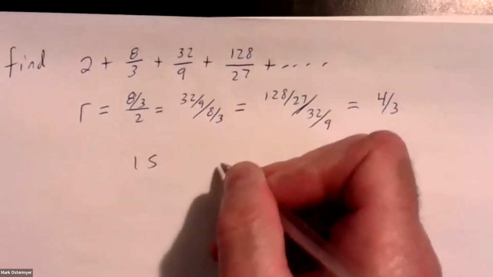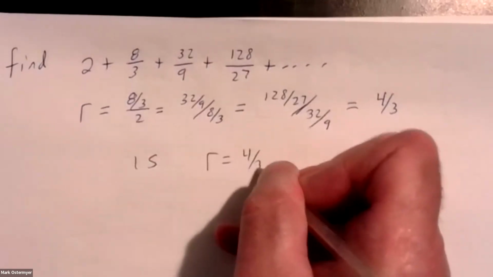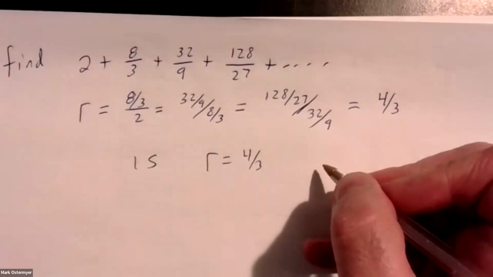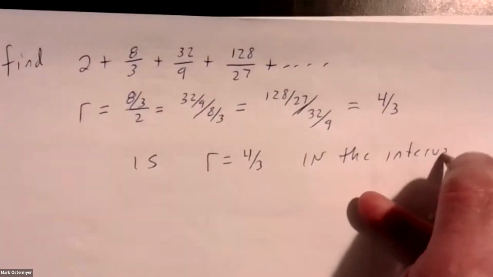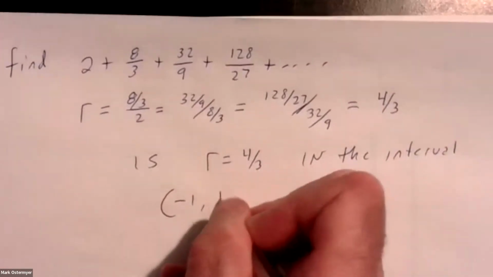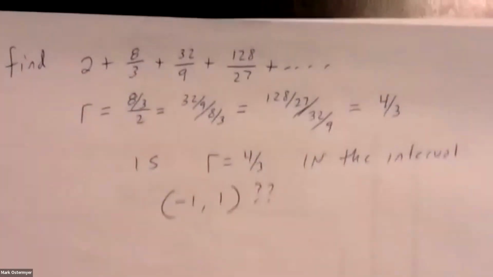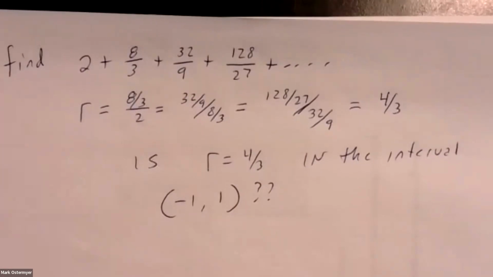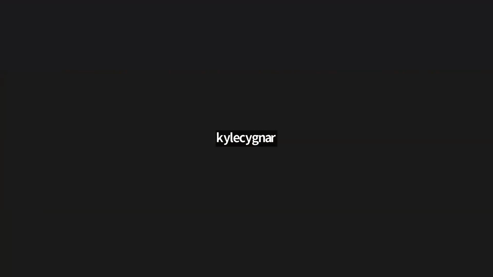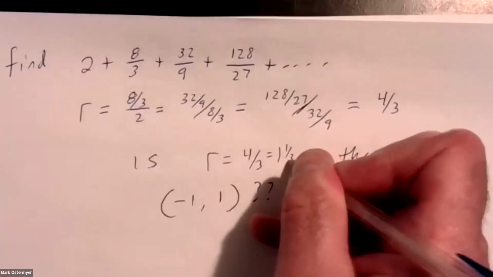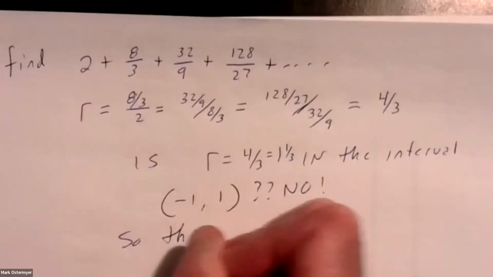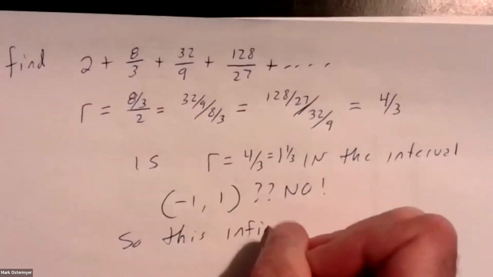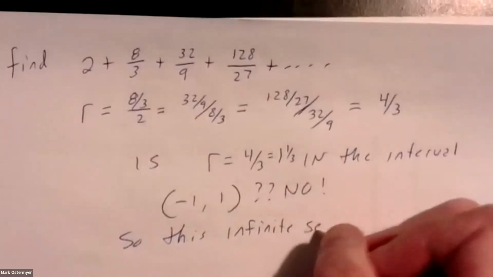Now, is r equal to 4/3 in the interval -1 to 1? Is 4/3 found in this interval? No, this is bigger than 1. This is 1 1/3. The answer is no. So this infinite series does not converge. It diverges.